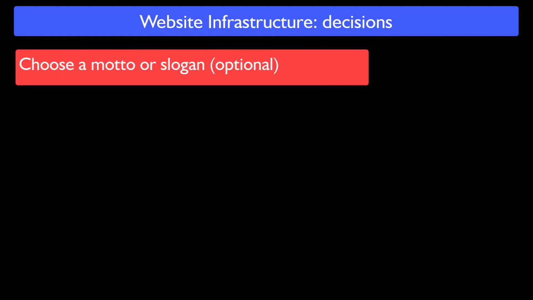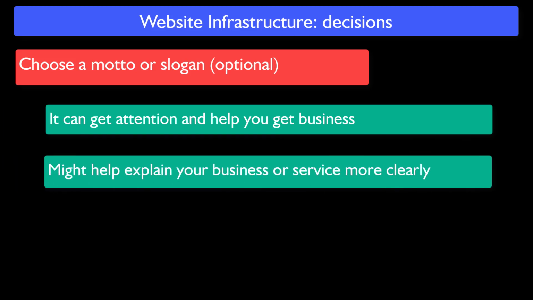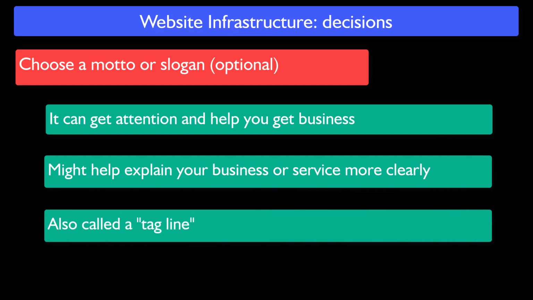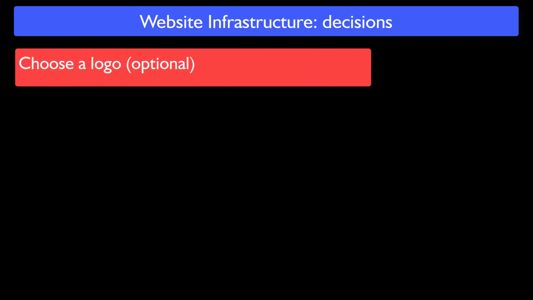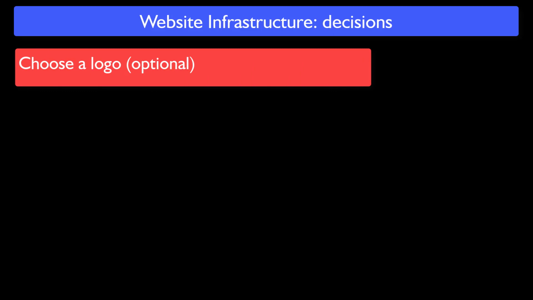Consider trying to find a motto or a slogan. It's optional, but it can get attention and help you get business. It might help explain your business or service more clearly. It's also called a tagline. You also might want to have a logo. Although it's optional, a visual hook is an excellent tool for marketing.